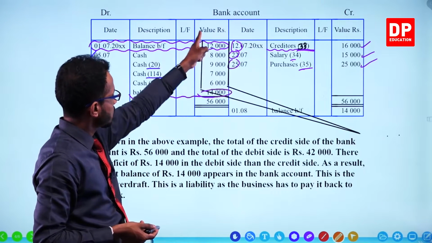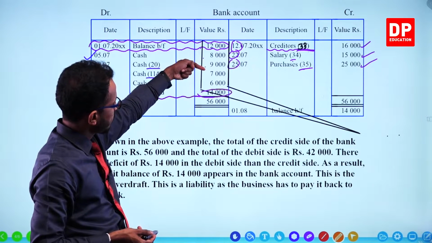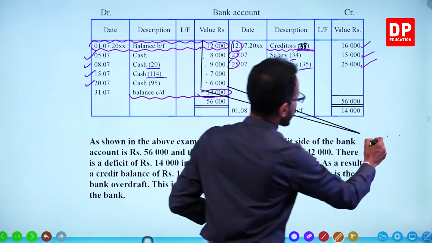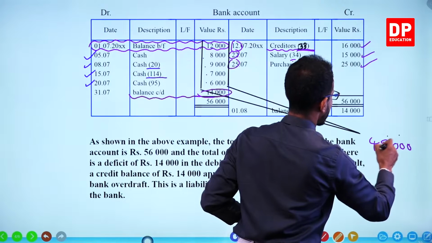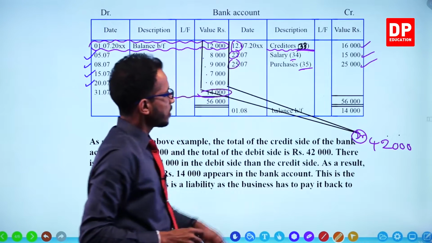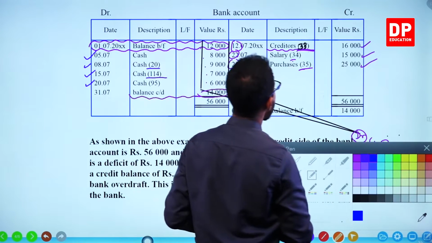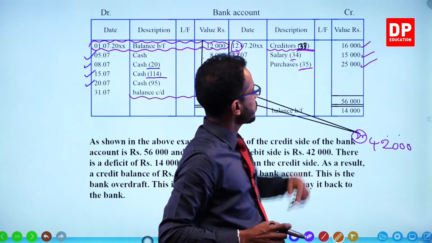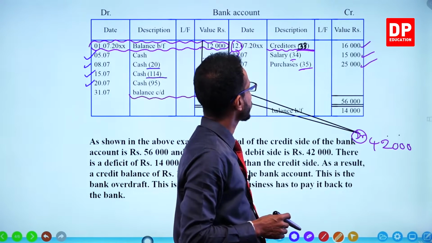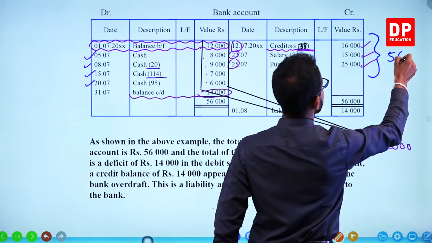We only just took the total of the debit side. 12 plus 8, 20, then 29, 36, 42. We got 42 on the debit side. Okay, this is debit. Let's take the total of the credit side. Credit side total: 16 plus 15, 31. 31 plus 25, 56. This side we get 56.